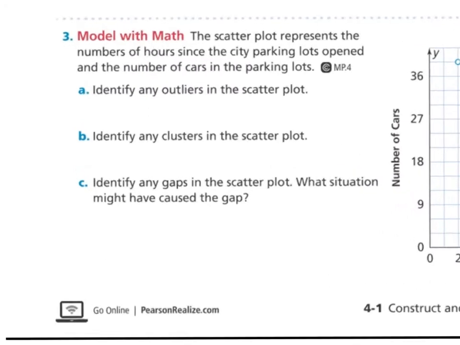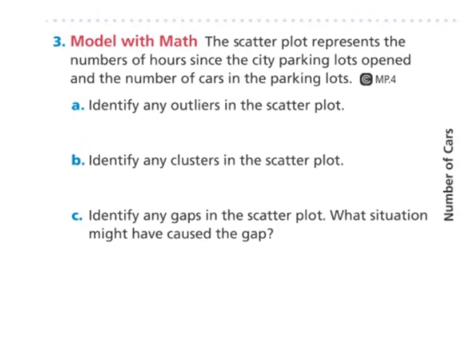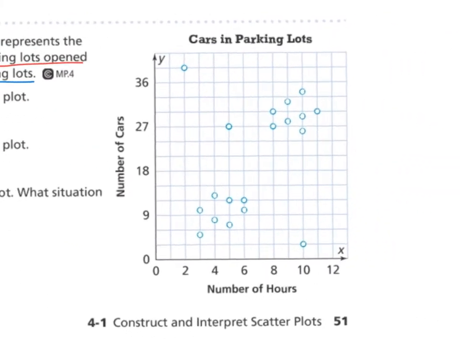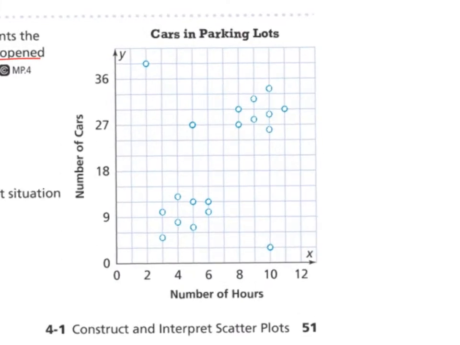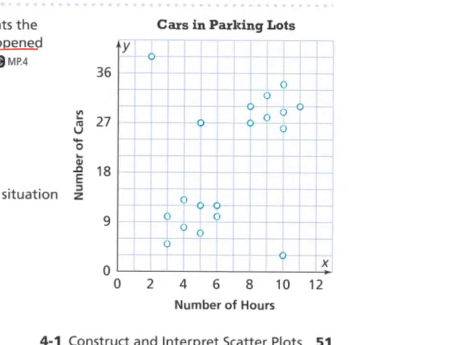Number 3, the scatter plot represents the number of hours since the city parking lots opened and the number of cars in the parking lots. So the first thing they want us to do is identify any outliers in the scatter plot. Outliers, again, we're looking for ones that are way out there on their own, quite separated from the other points. The points that are further away from the other ones would be this point up here.